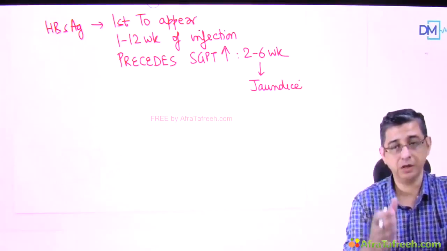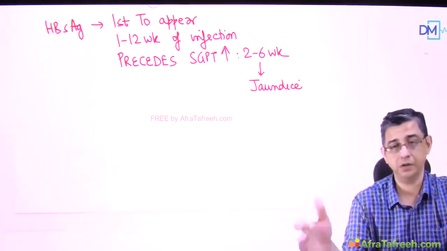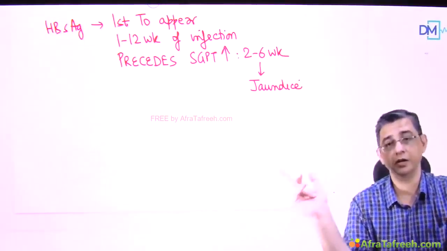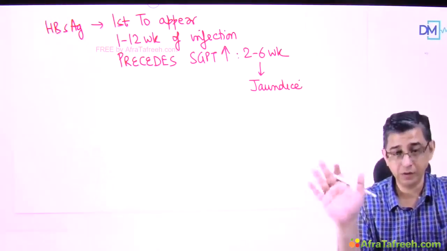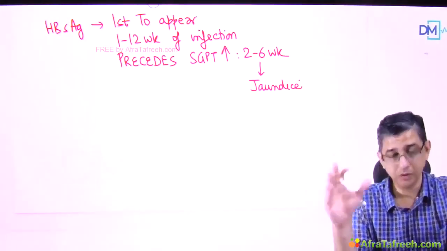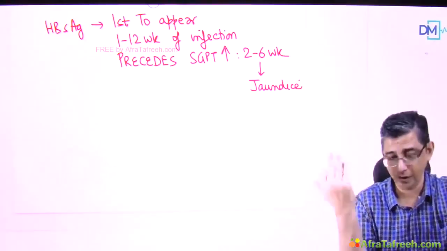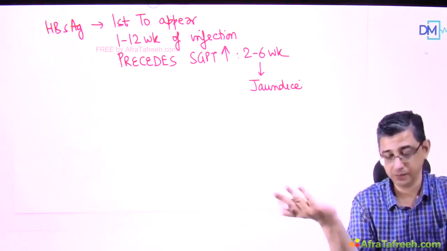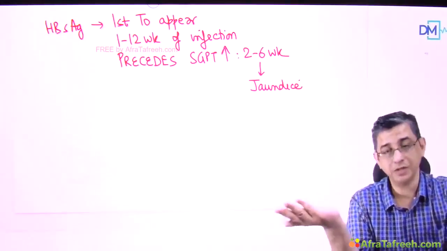If you compare surface antigen, SGPT and jaundice, first is surface antigen, then SGPT elevation, then jaundice. Jaundice will disappear, then SGPT will come back down, then surface antigen will disappear. Usually before 6 months, that is 24 weeks, the surface antigen will begin to disappear from the bloodstream of the patient. That's when the protective antibody, the antibody against surface antigen, will start rising.